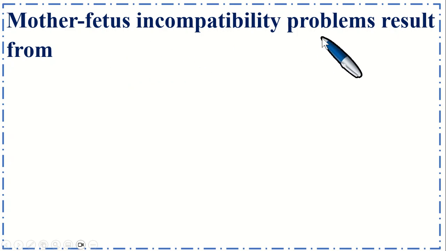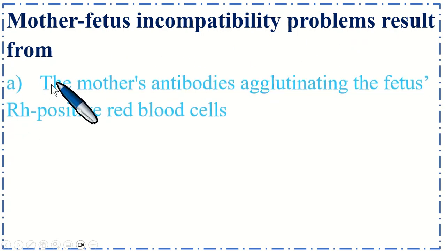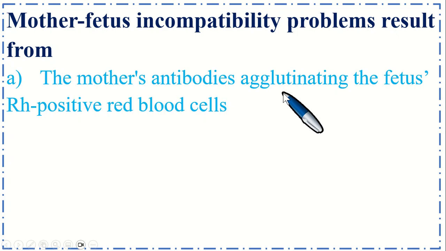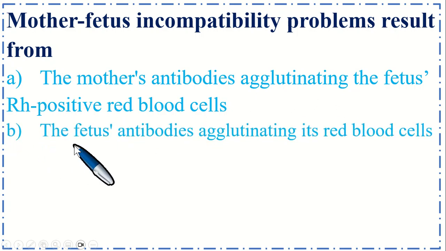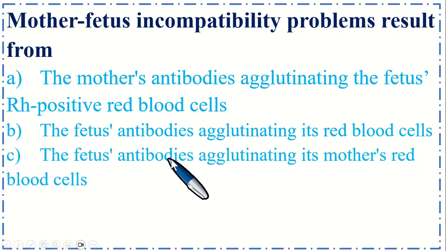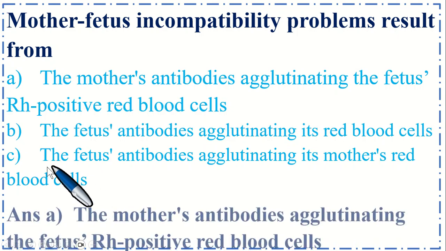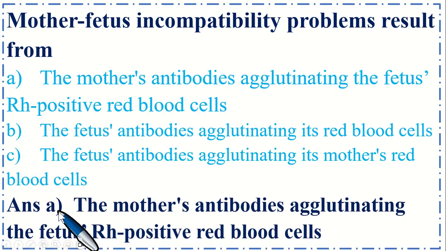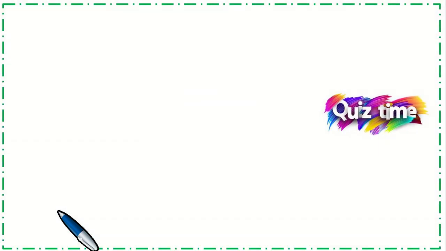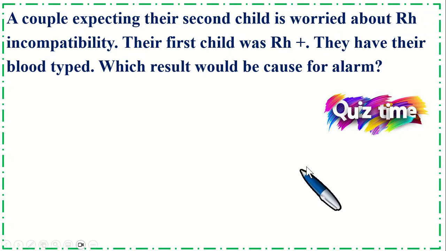Mother-fetus incompatibility problems result from option A, the mother's antibodies agglutinating the fetus's Rh positive red blood cells; option B, the fetus's antibodies agglutinating its red blood cells; option C, the fetus's antibodies agglutinating its mother's red blood cells. So the correct option is A, the mother's antibodies agglutinating the fetus's Rh positive red blood cells. So this is a very important MCQ.